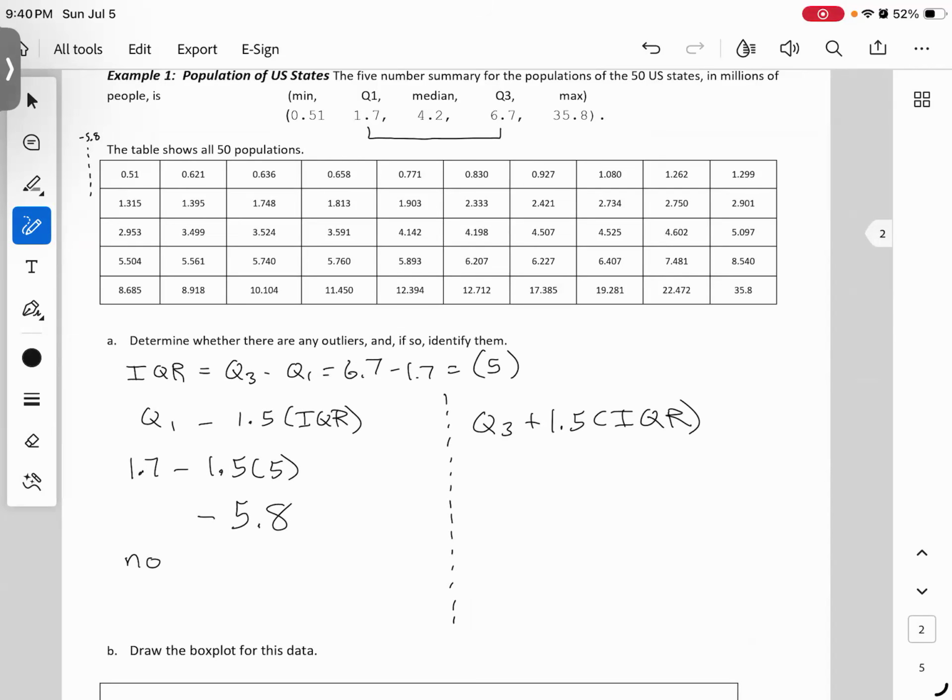And this is what you would want to do in your homework. You would want to show how you got your cutoff, and then you would want to state your conclusion. In this case, there are no lower outliers.